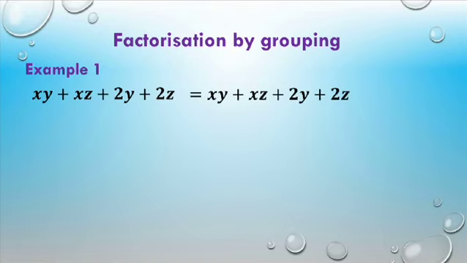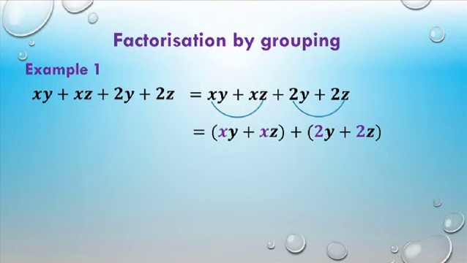So here I'm going to group the first two terms together and the last two terms together. So I have xy plus xz plus 2y plus 2z. You can see here that x is common for the first pair of brackets and 2 is common for the second pair of brackets. So let us consider the first one. x is common, so I'm going to have x into y plus z. Now for the second pair of brackets, 2 is common and I'm going to have 2 into y plus z.